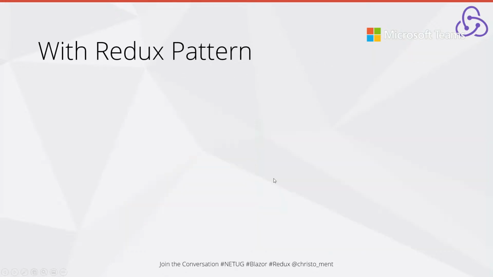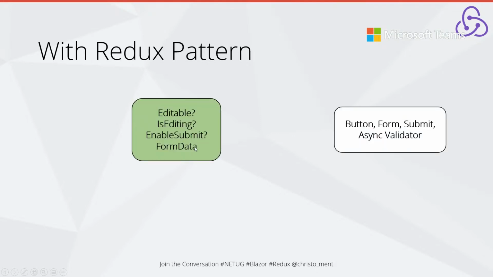So let's redo this with the Redux pattern. First, we have the same state on the left side: editable and isEditing, but I also have two more values there, which are enable submit and form data, which I will show you why I have these two additional values. On the right side, I have the toggle edit button, the form, and the submit button. I also have this async validator on the right side.